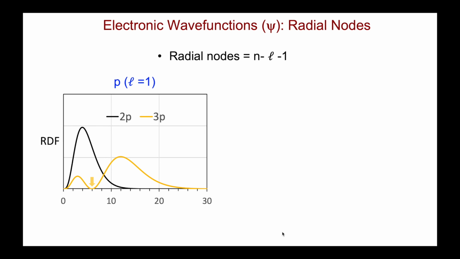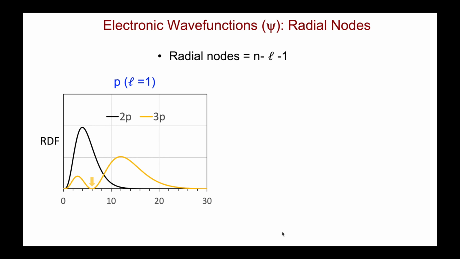Radial nodes are also present in higher l orbitals. As mentioned before, the number of radial nodes can always be calculated from n minus l minus 1. An easy way to remember this is when a given l orbital is first allowed, it has no radial nodes. And then every subsequent appearance, if you like, of the orbital at higher n, it picks up one extra radial node. So for example, the 2p.